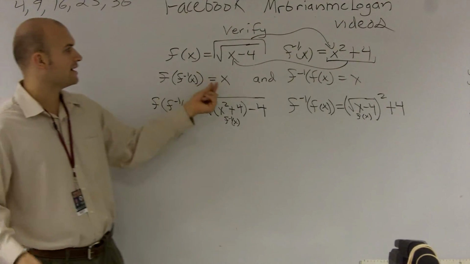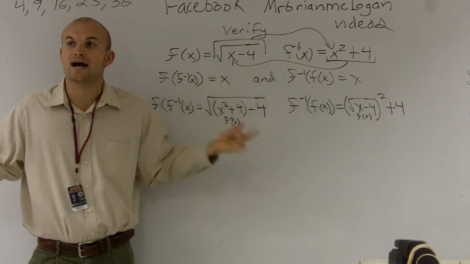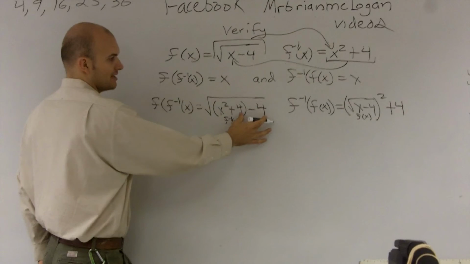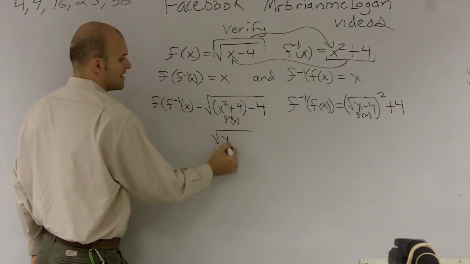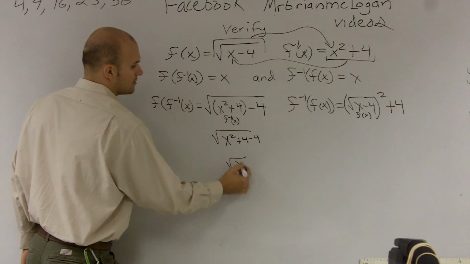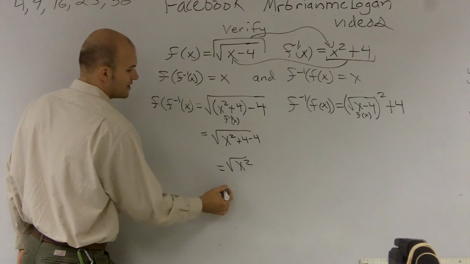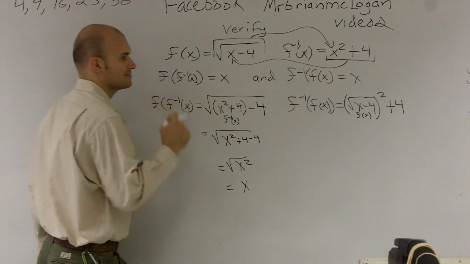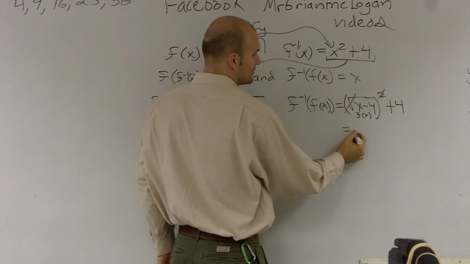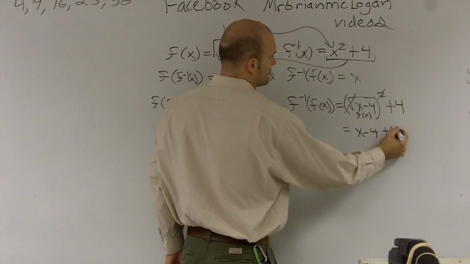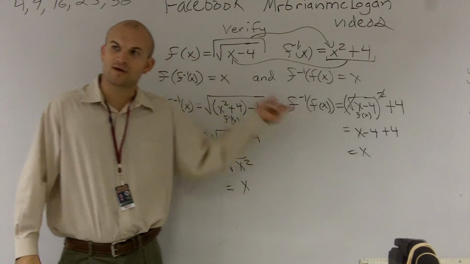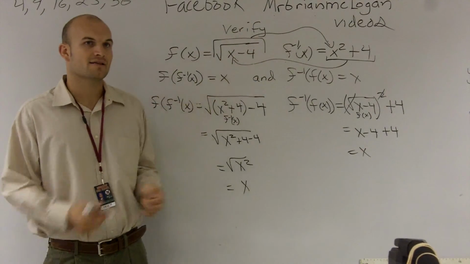Because now what we need to determine, all right, if both compositions equal x, then I have proven that they're inverses of each other. So first thing I do is I can simplify this into the square root of x squared plus 4 minus 4. Well, that gives you what? 0, right? Square root of x squared, x. Over here, I look at this, and these cancel out. So I'm left with x minus 4 plus 4. So therefore, since I have been given an x and an x when I did both compositions, I have now verified that they're inverses of each other.